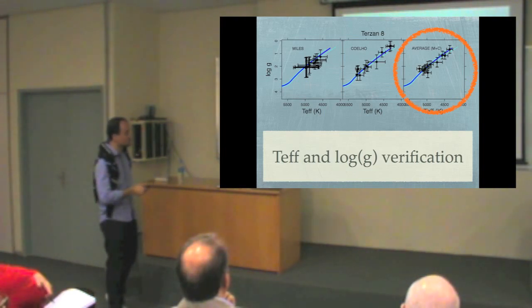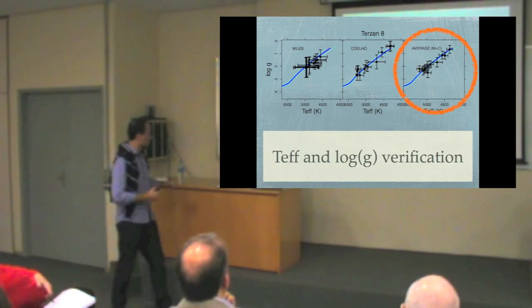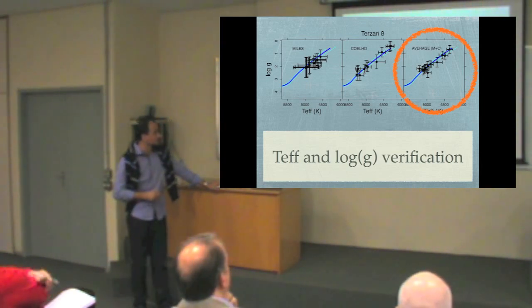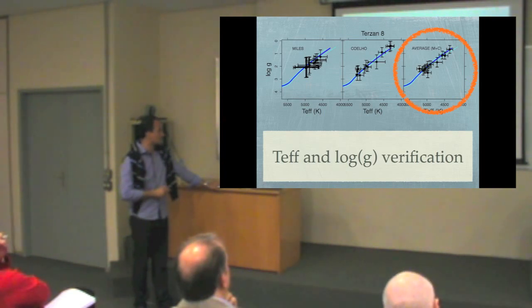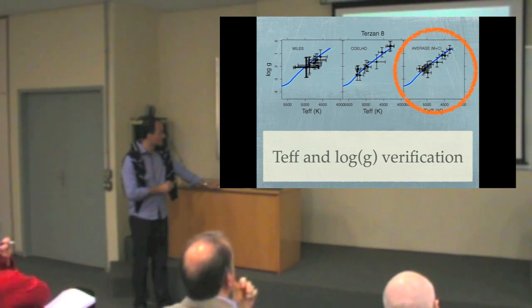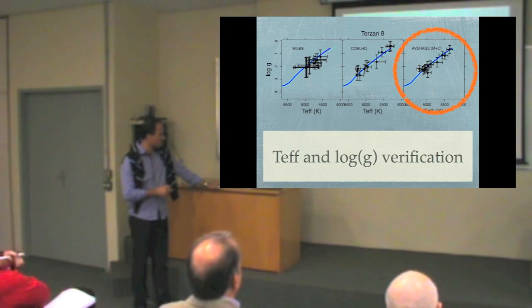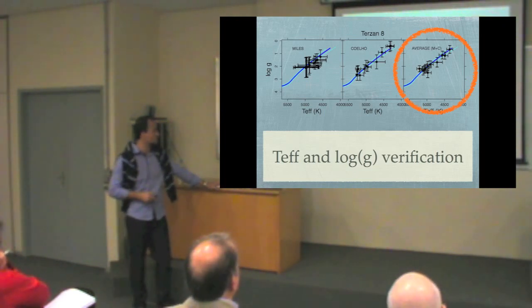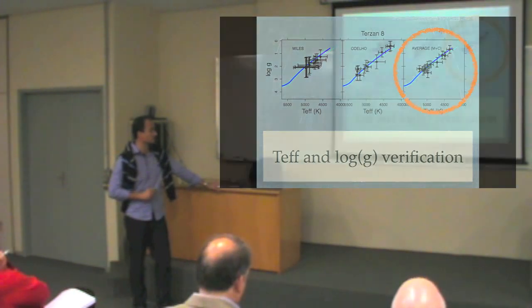And Coelho is more spread over the isochrone also. So the two are consistent with the isochrones, however, this is more tricky. The average seems to be better fitted to the trend of the isochrone.